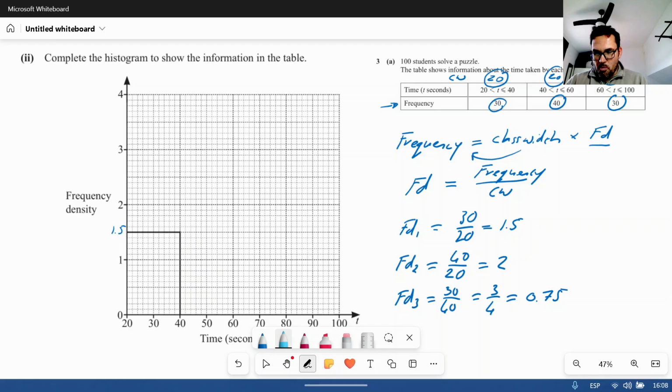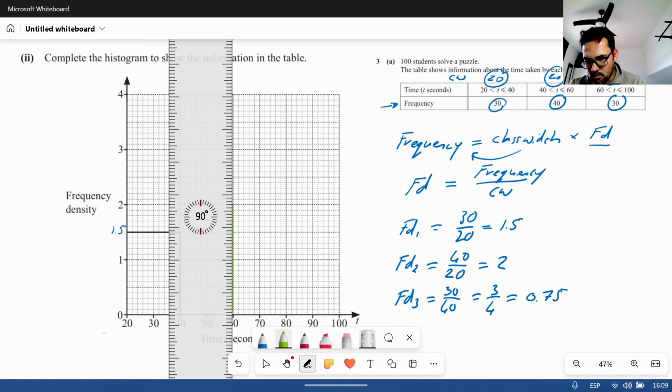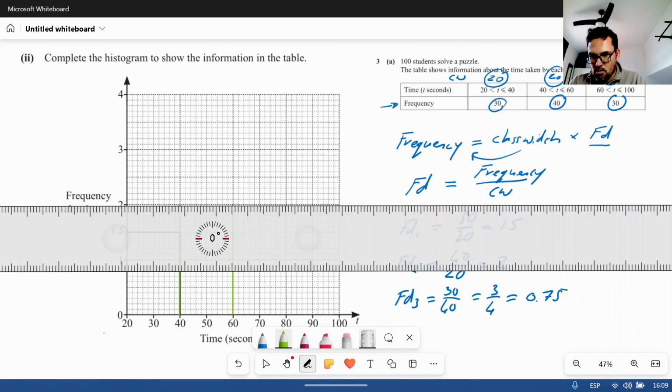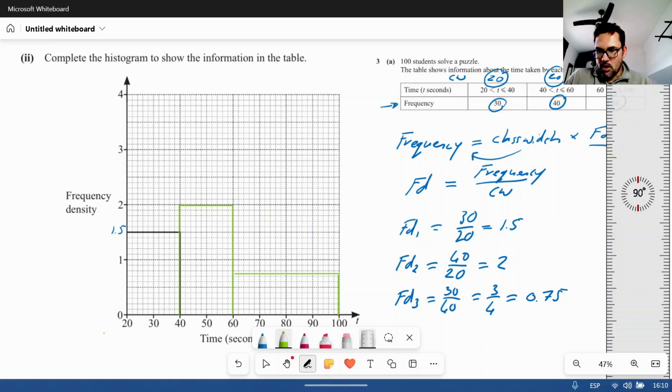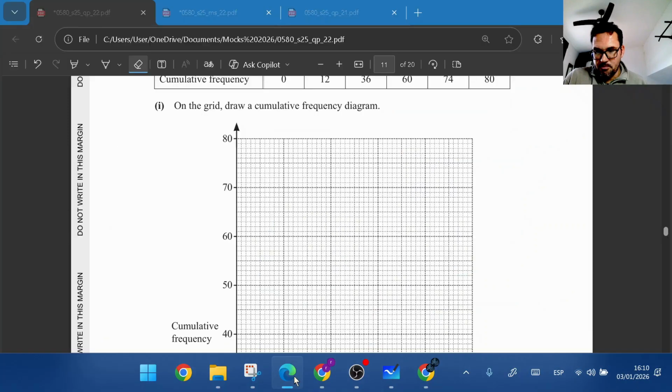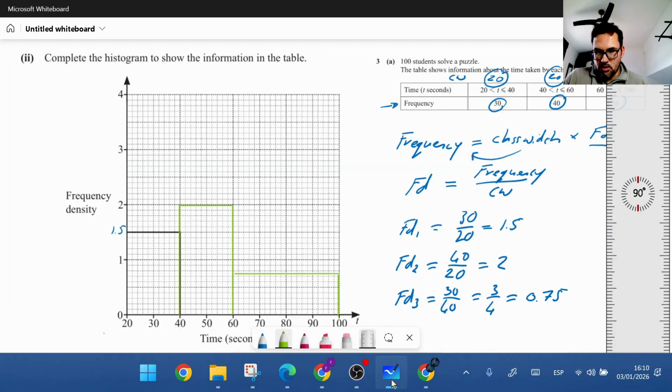Okay, so take out your pencil. My pencil is always green. Take out your ruler and let's draw those bars. There we go. If it's clear, don't scrub it out, don't waste your time. You've done it, show your working out. Let's look at the mark scheme. Heights 2 and 0.75. Basically, it's 2 marks, 1 for each. If you got this wrong, but they saw the right calculation, you can get 1 mark there. So again, show your working out.